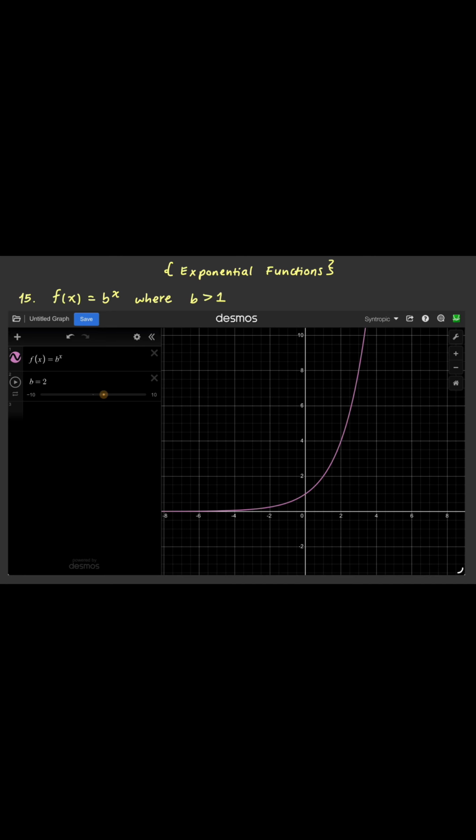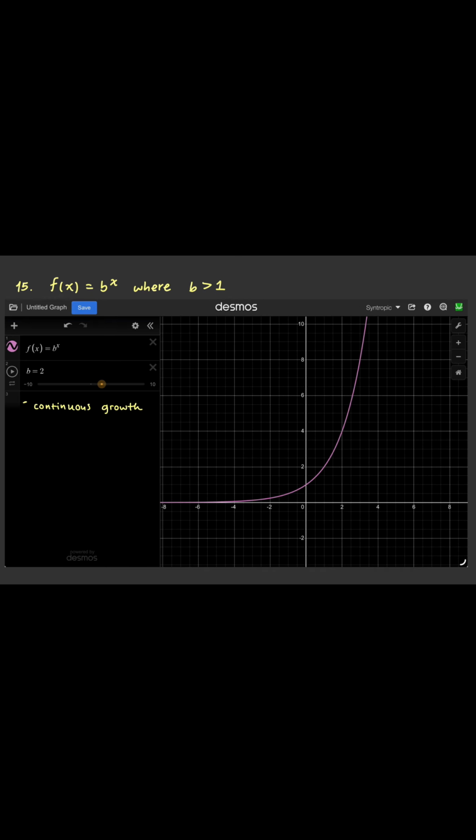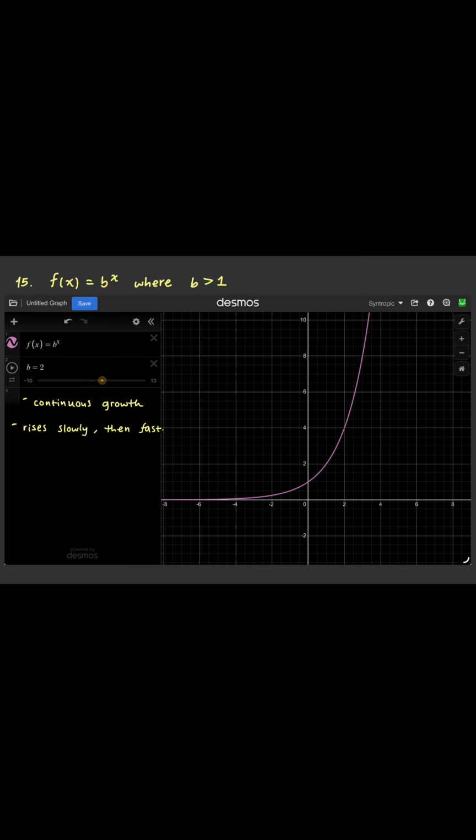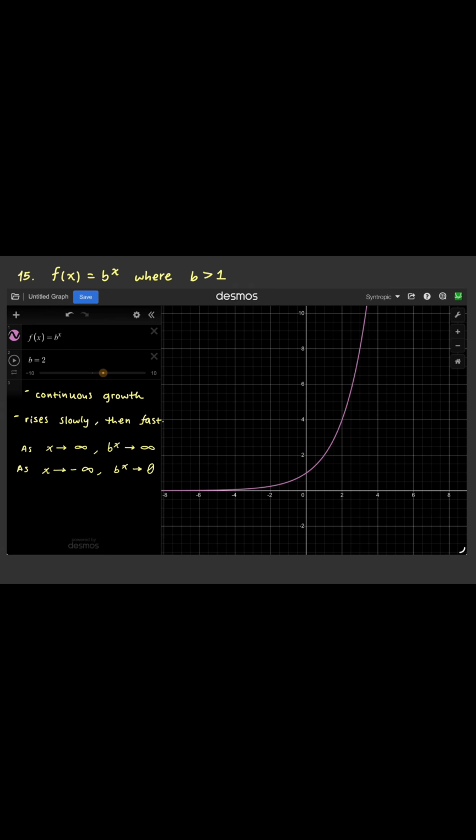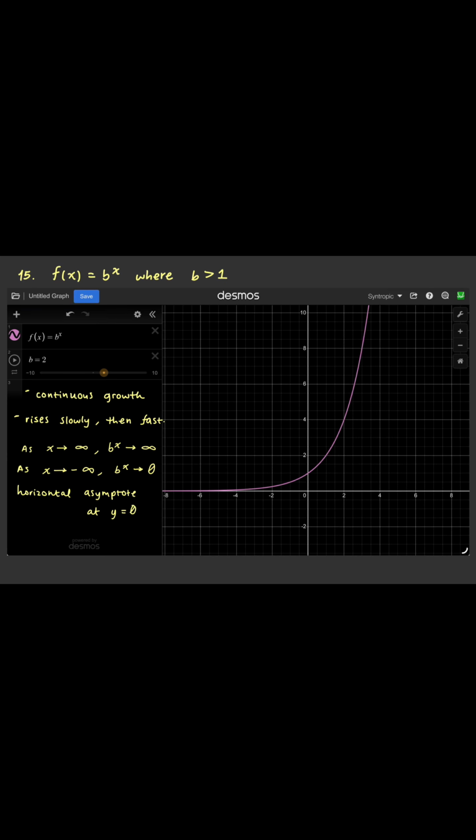Exponential functions. First, we have b raised to the power of x, where b is bigger than 1. This graph depicts continuous growth. It rises slowly and then fast. As x goes to infinity, the function goes to infinity as well. And as x goes to negative infinity, the function goes towards 0. So it has a horizontal asymptote at y equals 0.